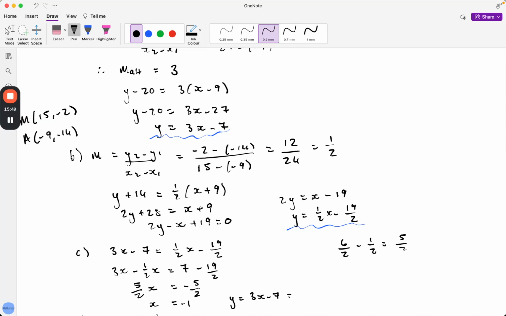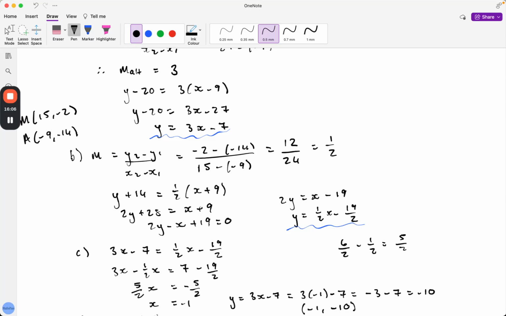When x equals minus 1, we're going to have 3 times minus 1 minus 7. So that gives me minus 3 minus 7, which is minus 10. And so our point of intersection is going to be (minus 1, minus 10). Grand. Running out of room there, so it's a little bit messy, but hopefully that makes sense.